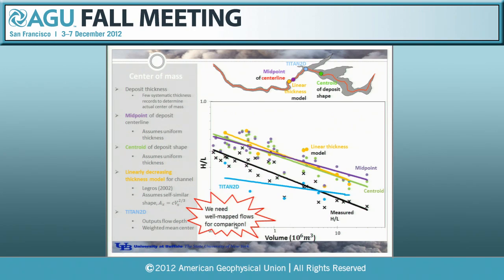So I guess one of the first things on my wish list is that if anybody has a lot of flow thickness data that we might try and compare to some of these estimates, that would be a great thing.